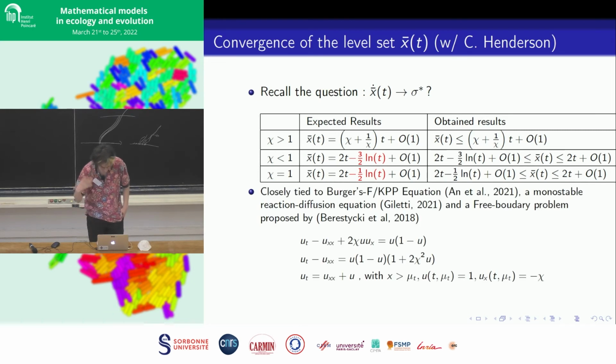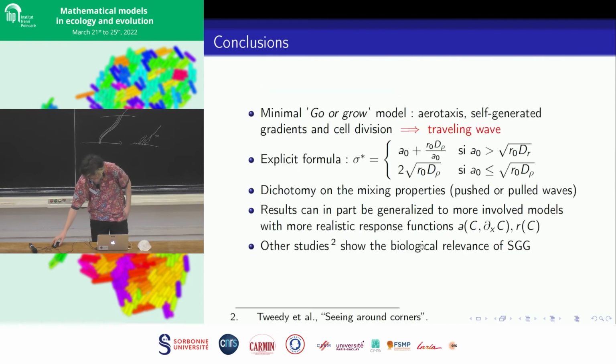As Chris has pointed out, this is quite related to the Burgers-Fisher-KPP equation, but also to the reaction-diffusion equation with a monostable cubic form, and to the free boundary problem proposed by Julien Berestycki, Brunet and Derrida. What I'm very excited about is this idea of having a general framework to treat all these questions in the same framework.